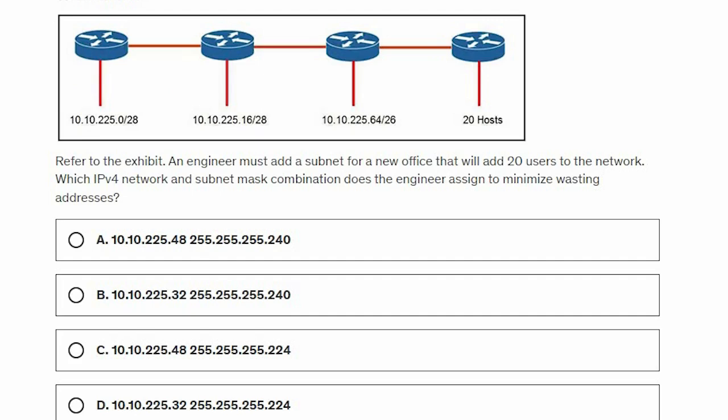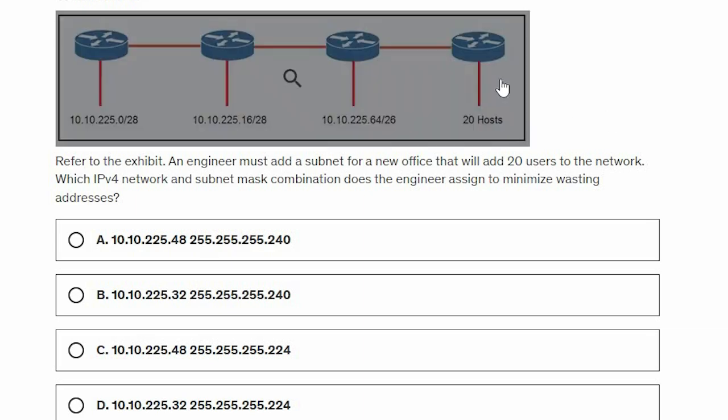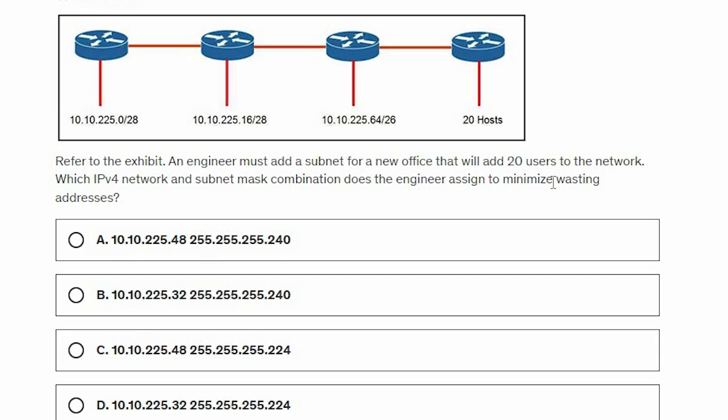Question number 4. Refer to this scenario. An engineer must add a subnet for a new office that will add 20 users to the network. Which IP version 4 network and subnet mask combination does the engineer assign to minimize wasting of addresses? We have the scenario here and the question is here.